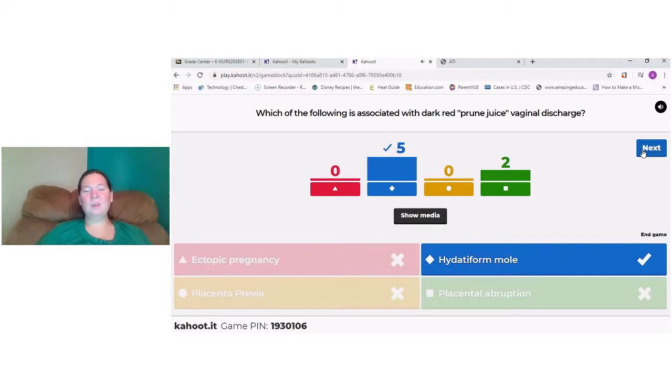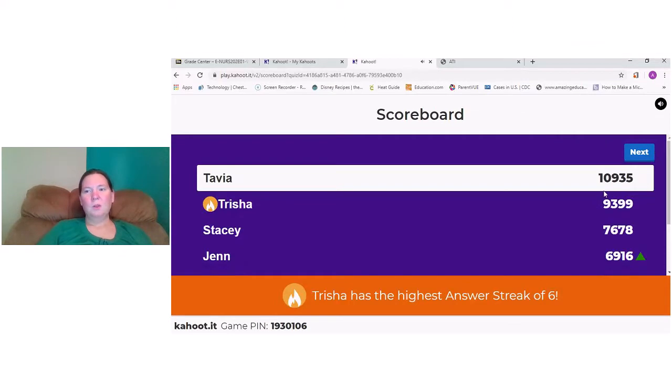Good job, hydatiform mole. So you'll also hear it called a molar pregnancy. You'll also hear it called gestational trophoblastic disease. What this is, it's not a fetus. It is a cluster of cells where an egg and a sperm came together, but something was wrong with one of them. So instead of creating a fetus that differentiates into different specialized cells, it just rapidly reproduces these undifferentiated cells. So it's just this big cluster of cells. So that dark red or brown prune juice vaginal discharge is what you'll see. So red or brown prune juice.